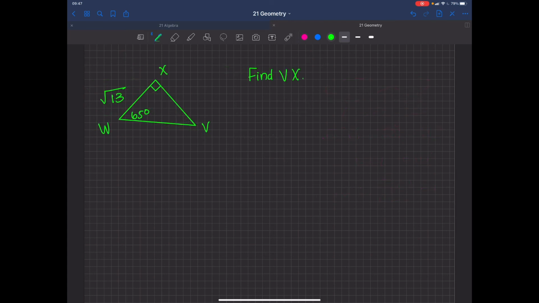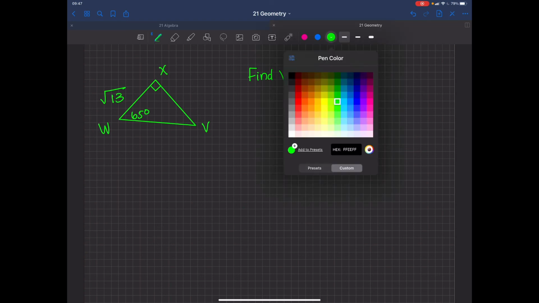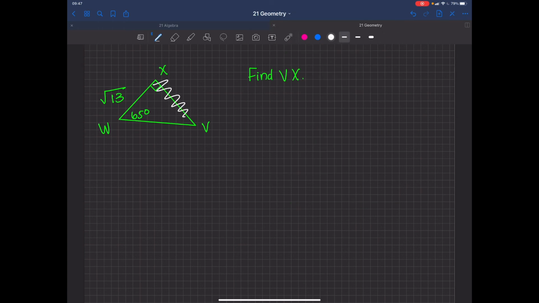Look for tangent again. So we're asking you to find Vx. Let's just change the color. So Vx is what we're looking for. Now this is across from 65, so it's opposite of 65, and then the adjacent is going to be square root of 13, so this is going to be the adjacent. So here's what I know. I know that I'm going to find tangent of angle W, which is going to be equivalent to Vx divided by Wx. W equals 65 degrees, and Wx is equivalent to square root of 13.